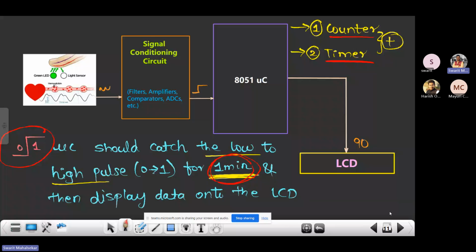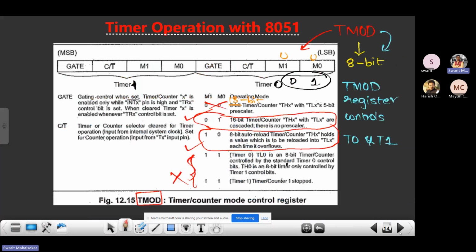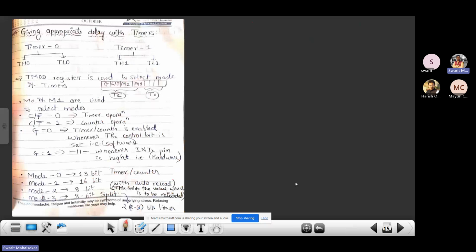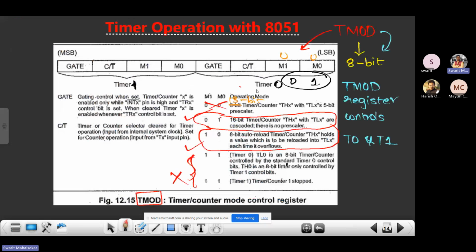So basically we are going to use both the timers that are available in the 8051, that is timer 0 and timer 1. That means we need to operate timer 0 for timer or counter operation, or else we need to operate timer 1 for timer or counter operation. We will see which timer we are going to operate as a timer and which as a counter.